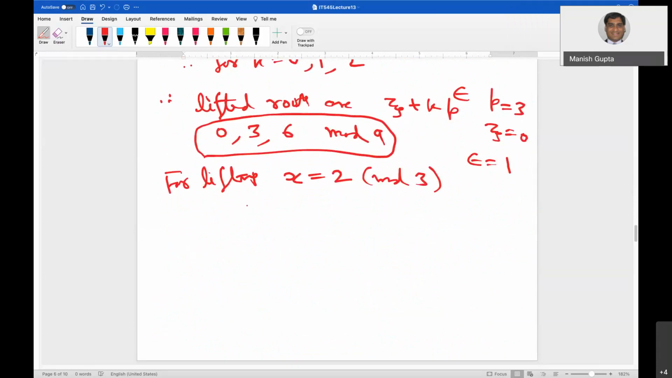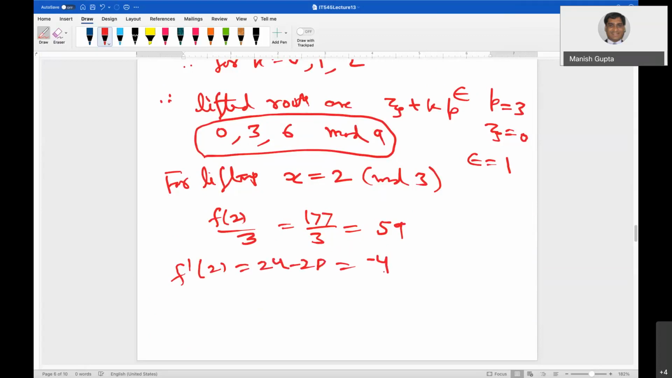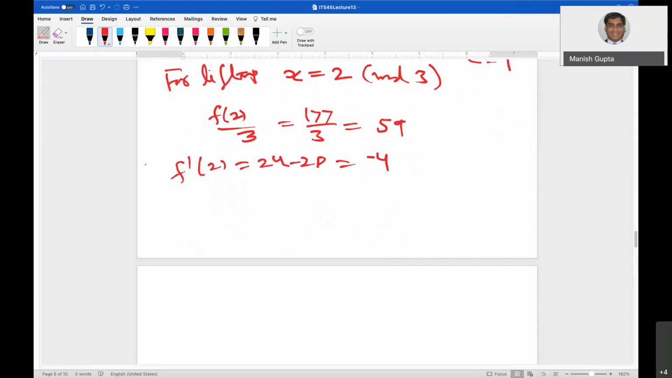so f of 2 divided by 3 is equal to 177 divided by 3 is equal to 59. F dash of 2 is equal to 24 minus 28 is equal to minus 4. Okay. So I am just doing all the calculations. Therefore, f dash of 2 times k is equal to minus f of 2 divided by 3 mod 3.